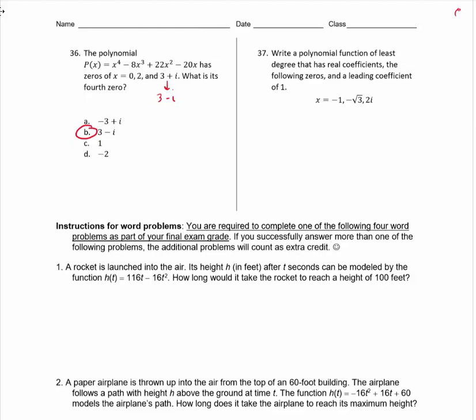So we make these into factors. The minus 1 becomes x plus 1. The negative square root of 3 becomes x plus the square root of 3, but we have to remember that square roots come in pairs, so I also need the opposite. And then the 2i, those come in pairs as well.